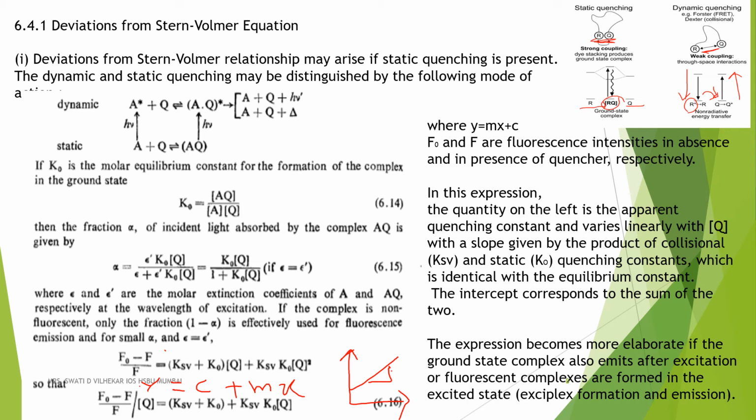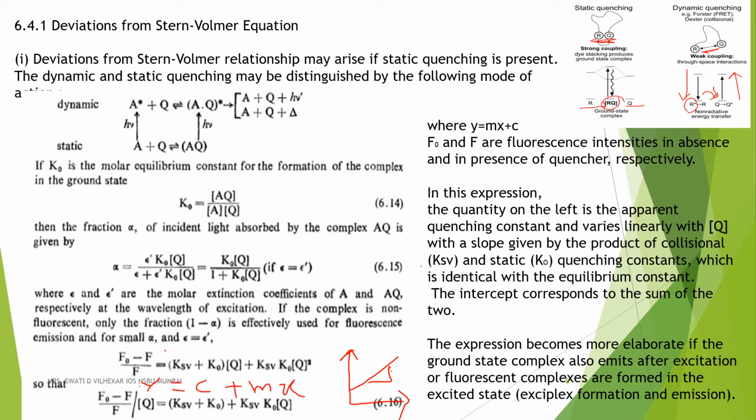It means if it is plotted on the y-axis and Q on the x-axis, we will again get a straight line graph like that of the Stern-Volmer equation. In this case the intercept, which is 1 in the Stern-Volmer equation, changes to the value KSV plus K naught, and the slope, which is only the Stern-Volmer constant in the Stern-Volmer equation, will be the product of KSV and K naught, the collisional constant as well as the static constant. So the expression becomes more elaborate.